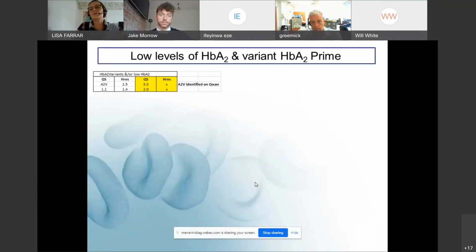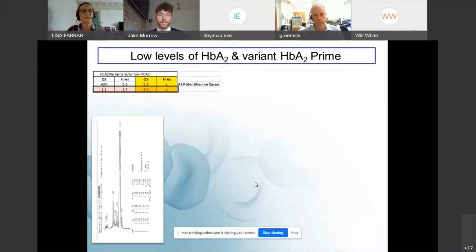So that's the newborn screening side of things. The other area that I said that the 9210 was good with was low levels of hemoglobin A2 and variant A2 or A2 prime. So I've got two examples that show this. The first one identifies a patient with very low hemoglobin A2. And this is where I said that we already had a negative bias on our EQA schemes because the Primus was underestimating hemoglobin A2 levels.